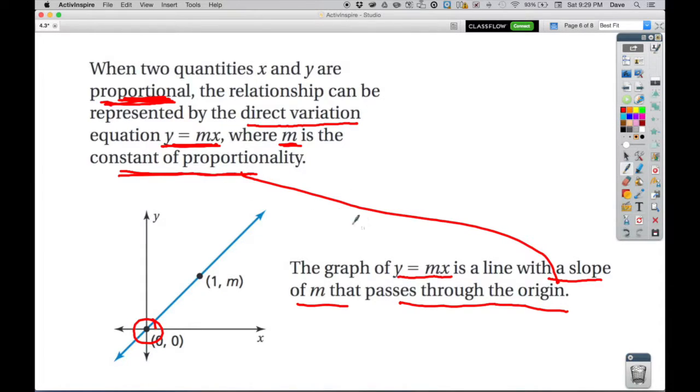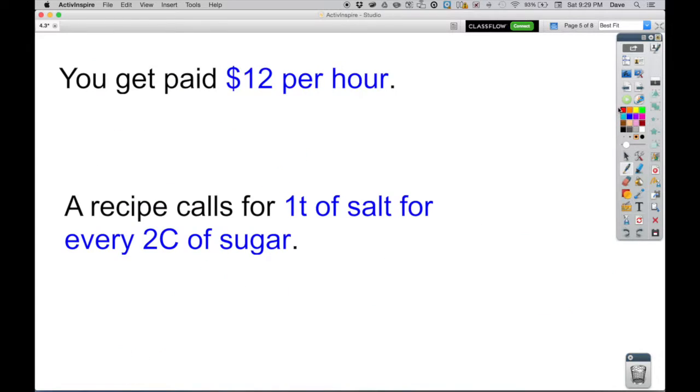All right, so let's show you a few examples where you're going to come up with this equation. All right, so let's take that first example. You get paid $12 per hour. Now let's say I don't need the graph this time. I need the equation that goes with this situation. I want to represent it algebraically.